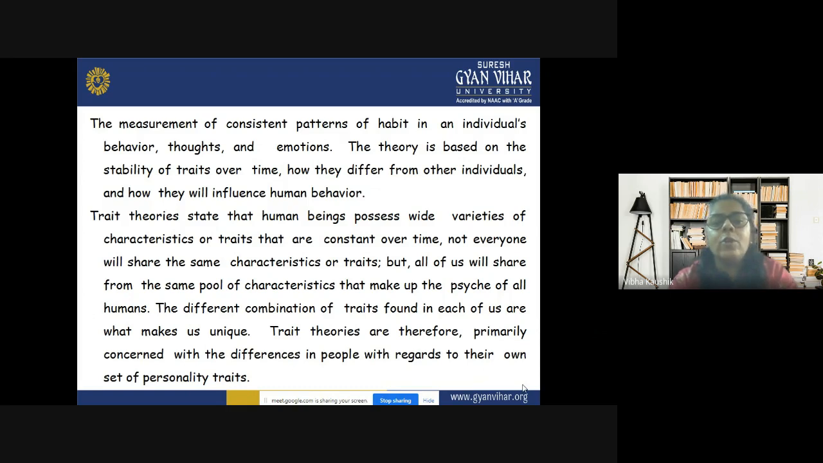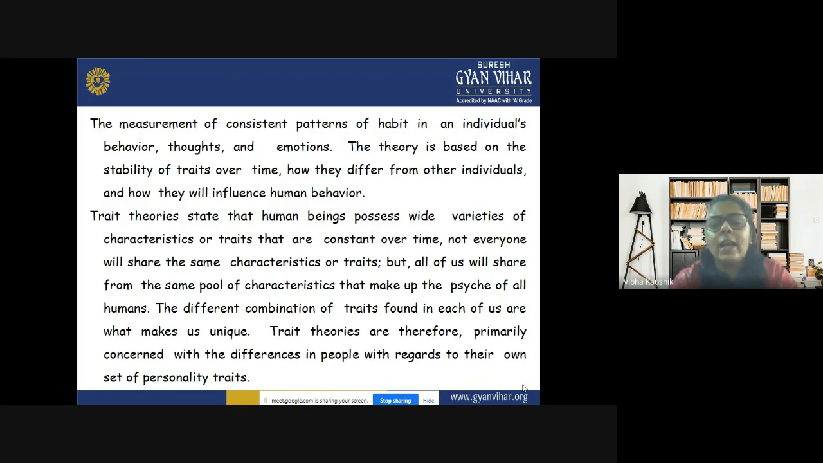Trait theory states that human beings possess wide varieties of characteristics or traits that are consistent over time. Not everyone will share the same characteristics or traits, which means two individuals cannot share the same characteristics or traits.